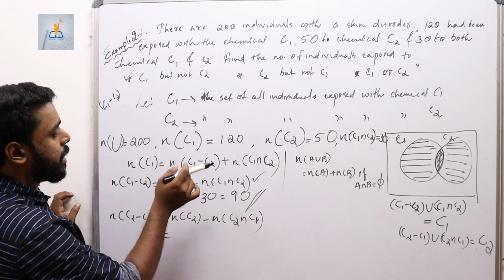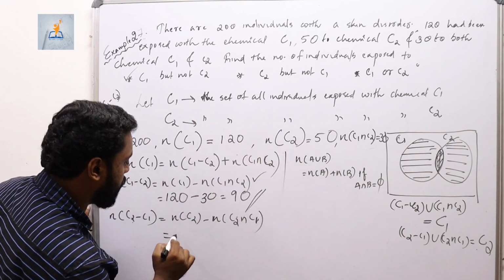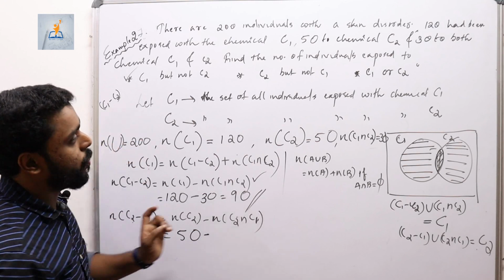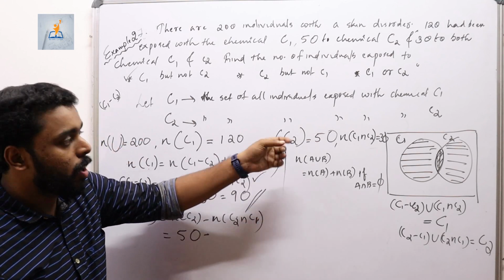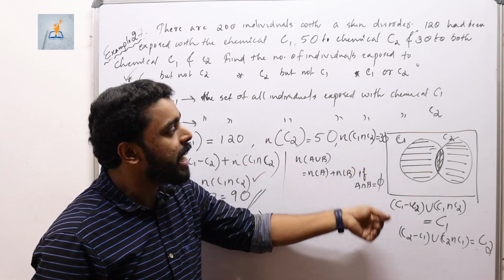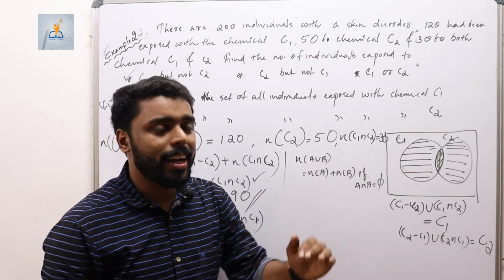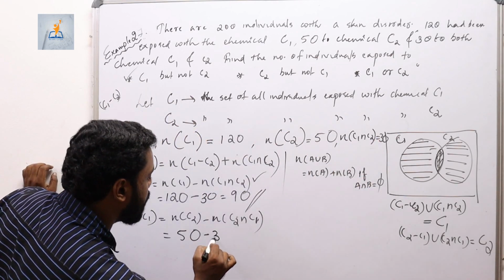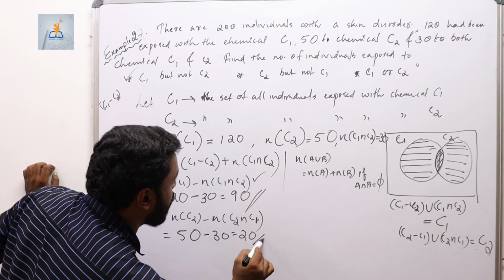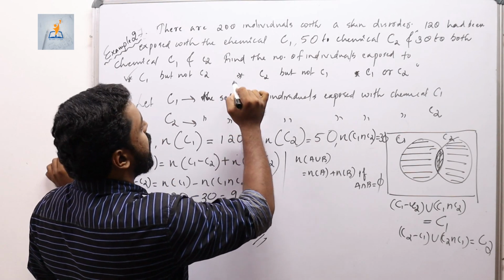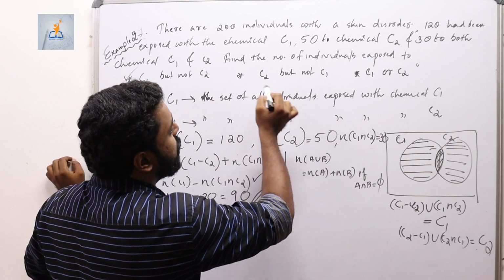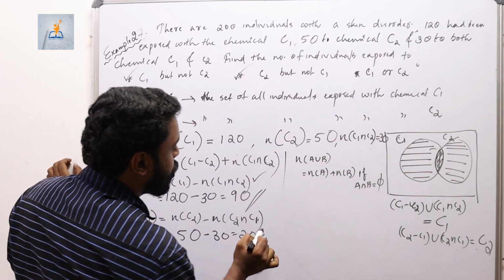So what we can substitute is, what is n(C2)? Here it is 50 minus n(C2 intersection C1). Note that C1 intersection C2 and C2 intersection C1 are exactly the same. So we will get 30. So the answer here will be 20. So the number of people exposed to C2 but not C1 is nothing but 20.